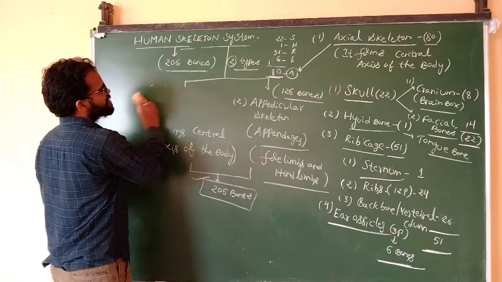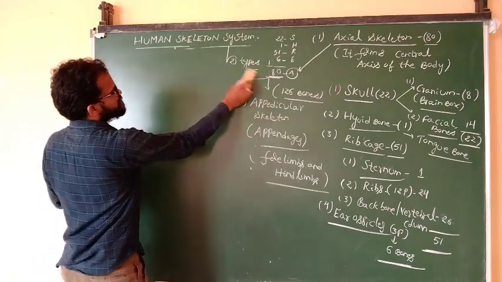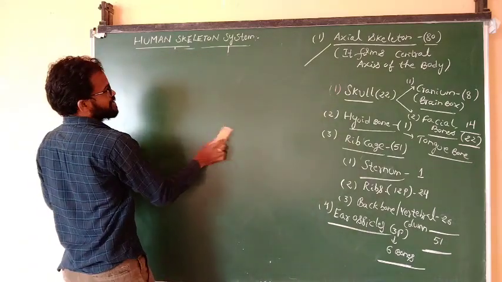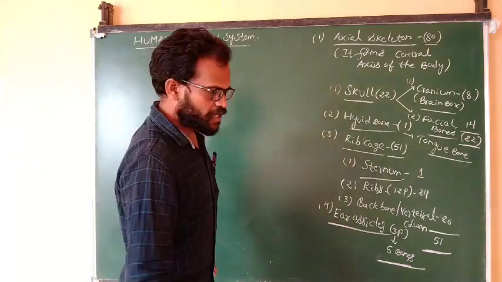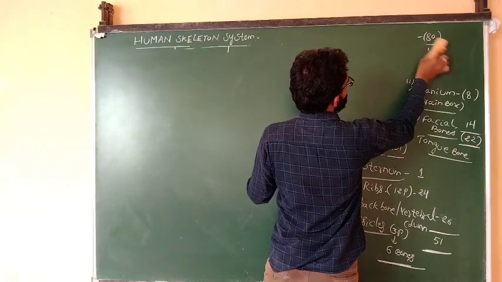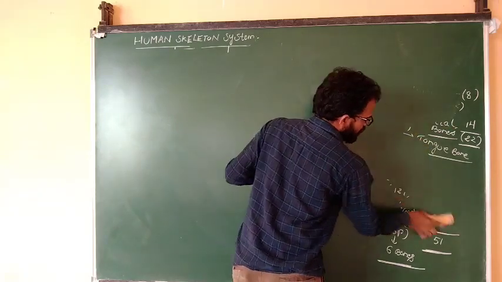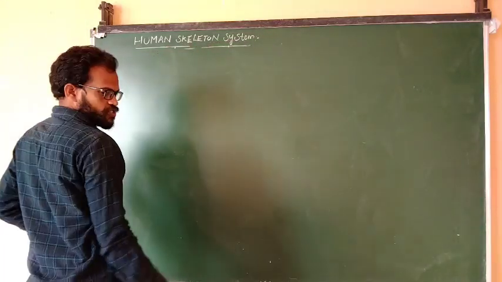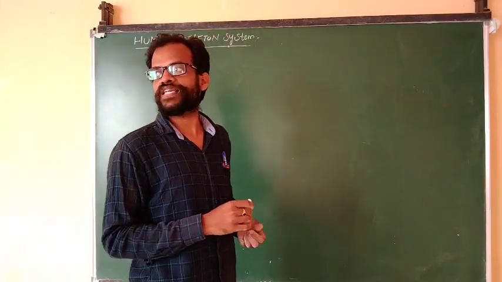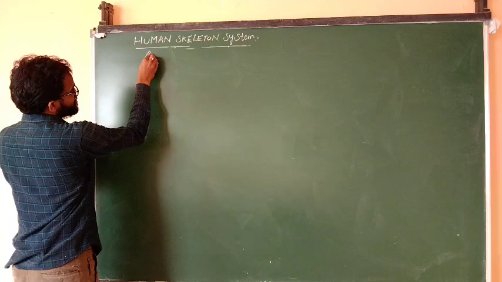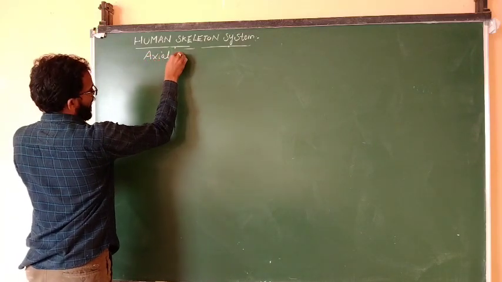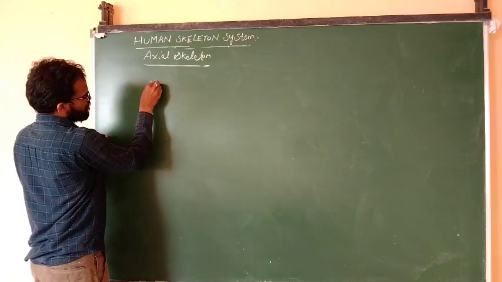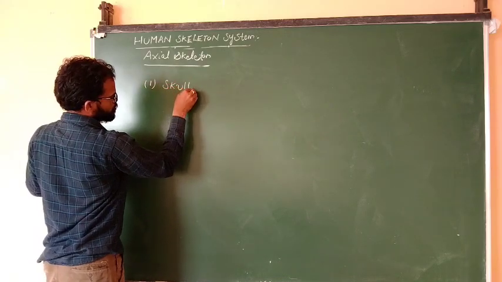What is the first part of the axial skeleton? The skull. First, we are going to discuss the axial skeleton. Under the axial skeleton, what is the first one? The first part, the central part, is known as the skull.